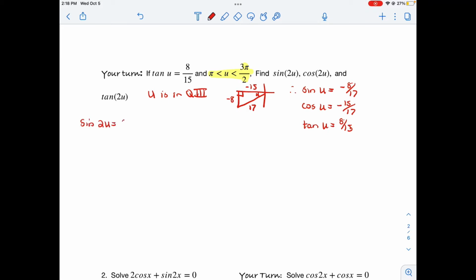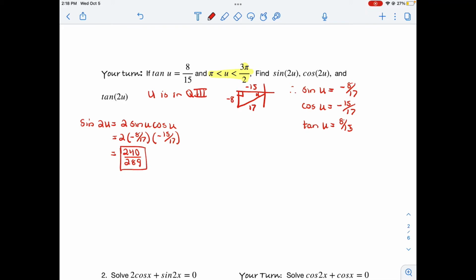So sine of 2u, that formula is 2 sine of u times cosine of u. So I'm going to replace sine of u with -8/17. And I'm going to replace cosine of u with -15/17. And then I'm just going to multiply that together. And I end up with 240 over 289.